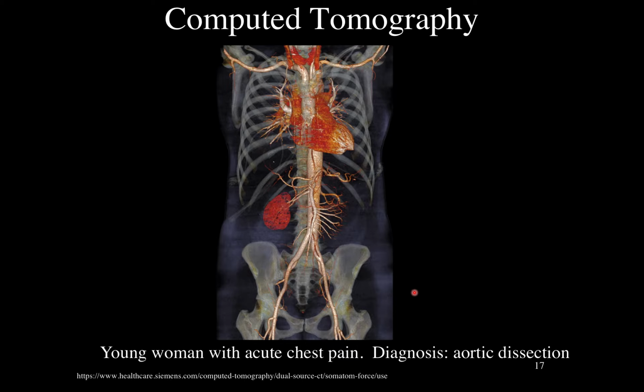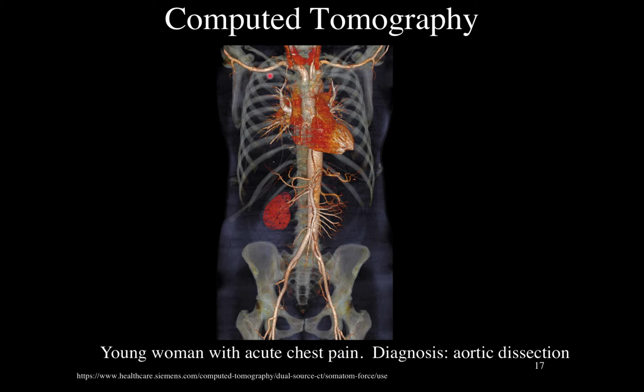And pretty remarkable stuff can be done on these scanners. So somebody comes in, a young woman in her 20s, with sudden onset acute chest pain. It's like, what's going on, right? Acute chest pain can be about 50 different things, so it's really hard to know. Is it just indigestion? Is it a heart attack? In this case, this woman has an aortic dissection, which is a great thing to discover while you're still alive, because you're not going to be alive for much longer, right?